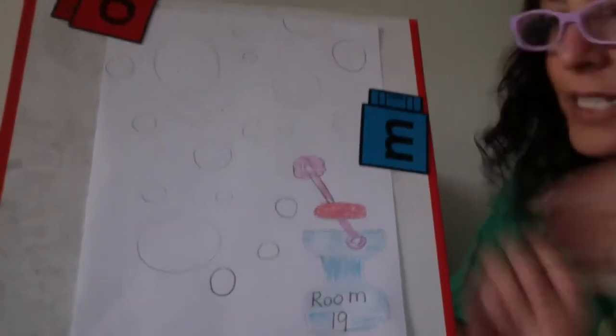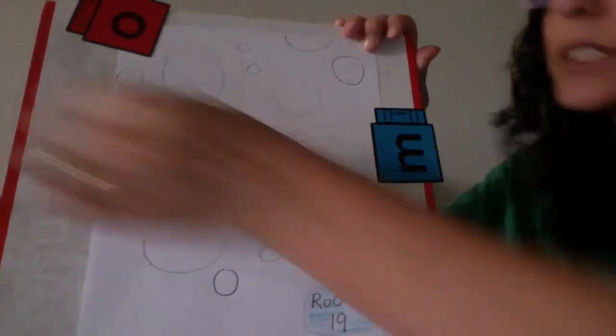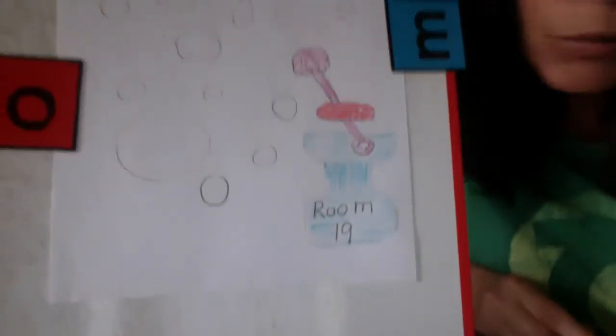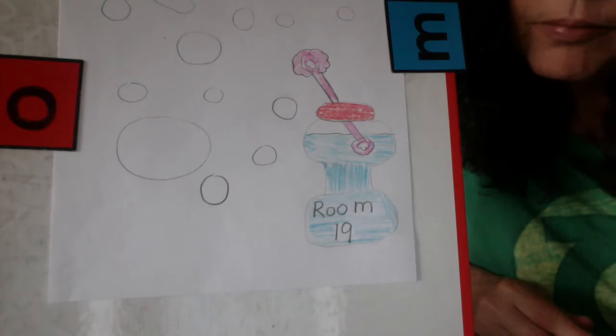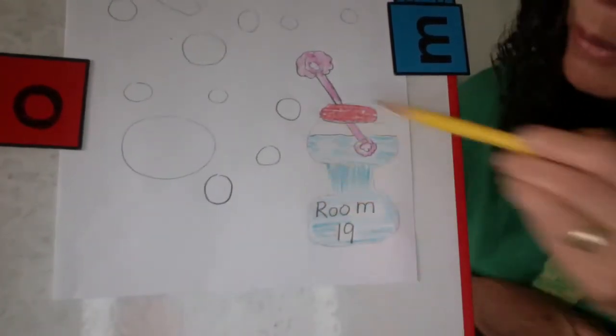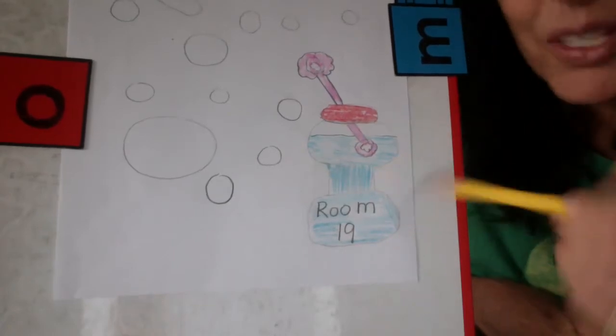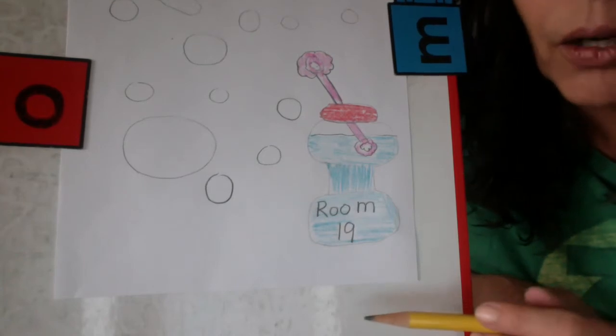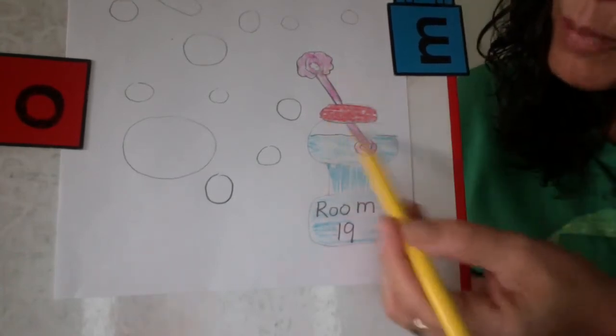Okay, so this is my bubble scene. Let me get it real close to you guys. Don't worry about these letters here. They're just my magnets. So the first thing I did was use a pencil because I know I can always erase mistakes with a pencil. And I drew my little bubble container, and I wasn't really sure how to do it, so I just looked up on the internet how to do a bubble container and the bubble wand. So I made it with pencil, and then I colored it in, and then I drew lots of circles.